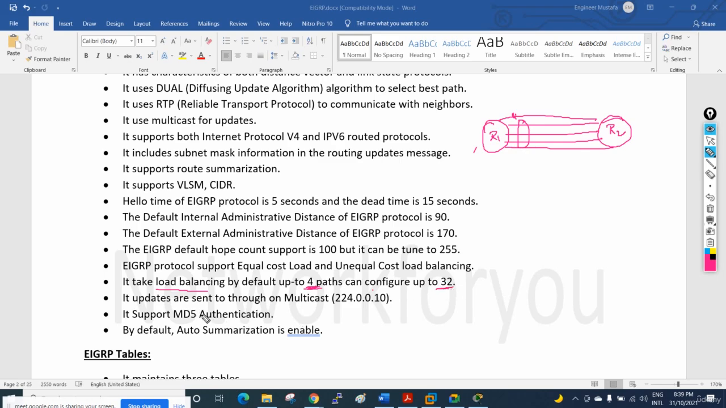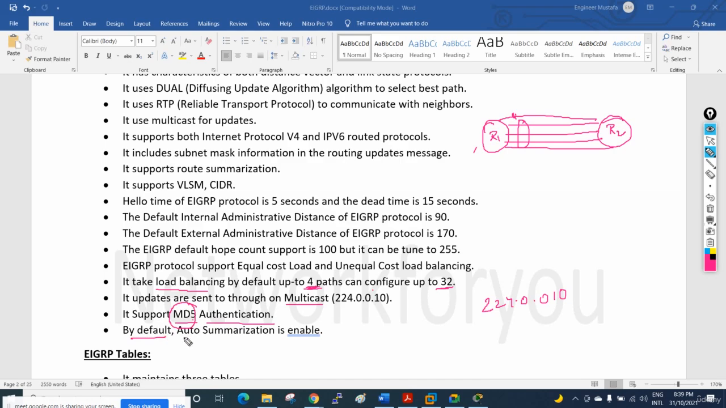And whatever updates it sends, it sends with multicast, and the multicast IP used by EIGRP is 224.0.0.10. And it supports MD5 authentication. MD5 is a message digest. This is an authentication technique, so it supports this technique.